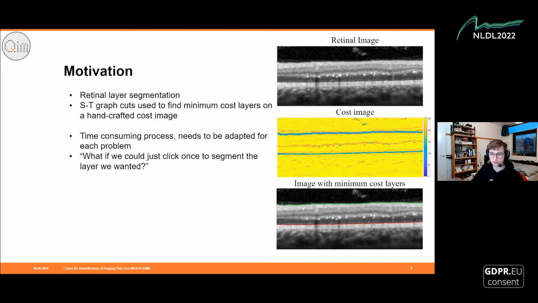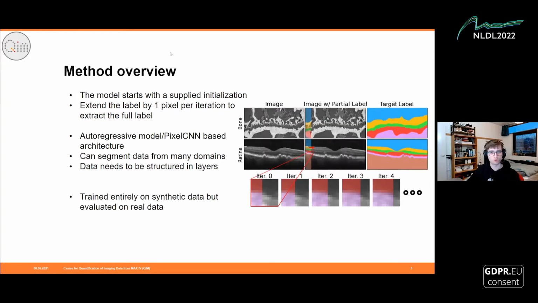made was that we wanted to do a deep learning-based method that could achieve the same with just a simple click. So what if we could, let's say, select here, we want the green layer, and then a model should be able to find the whole layer. So this is what our method tries to achieve. We have some sort of an image with a target label, and based on some initialization, we should complete the label, finding what layers are in the image.